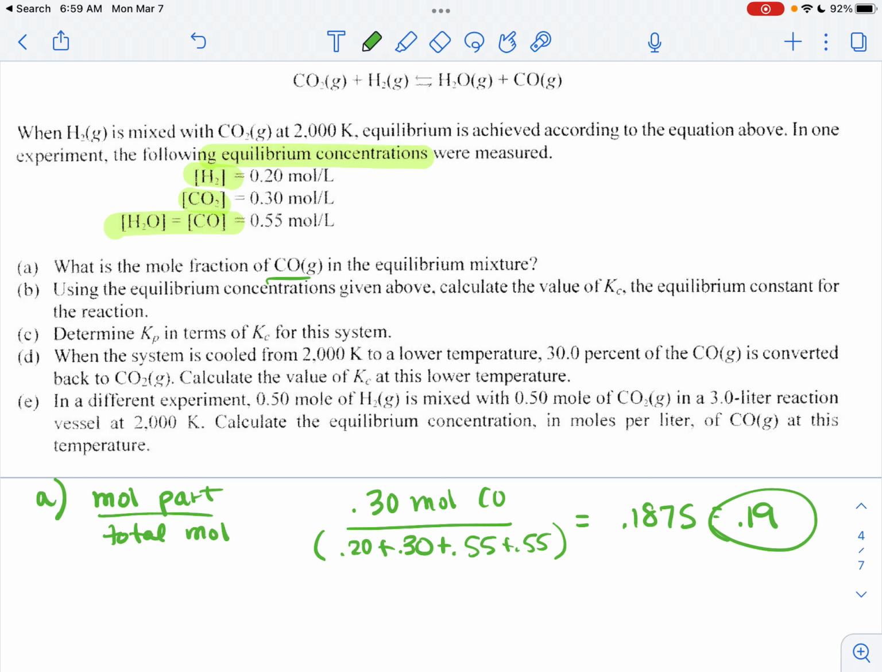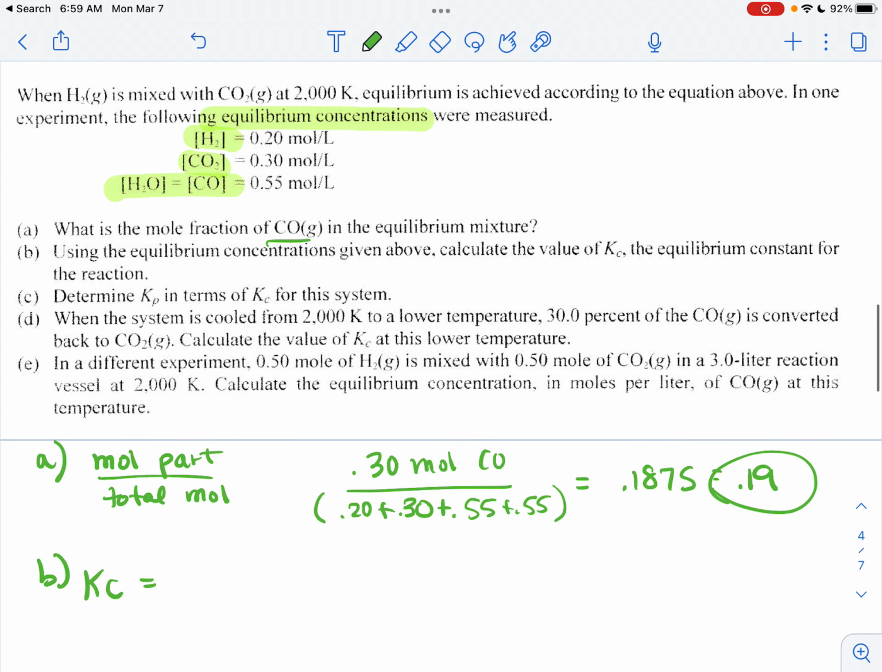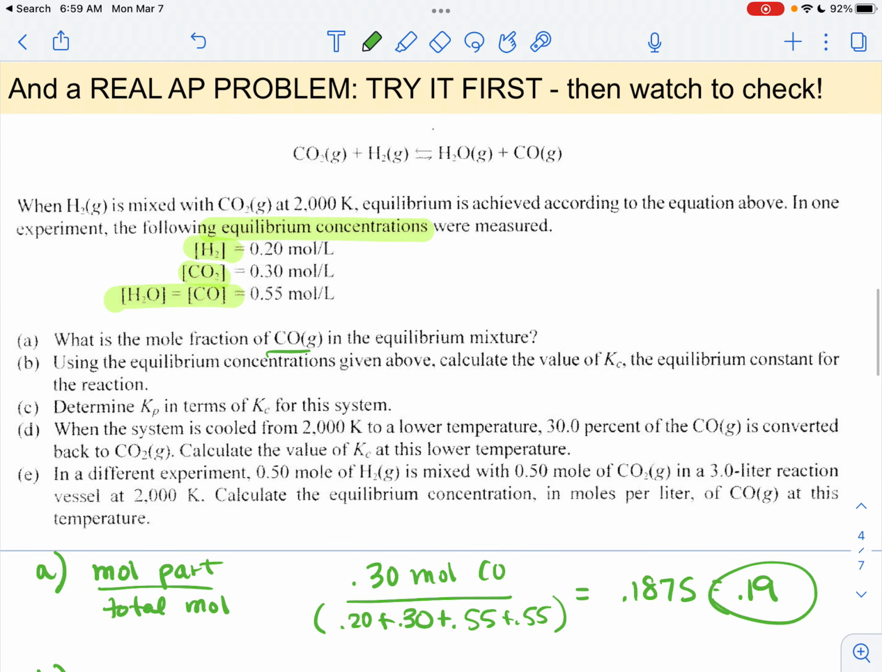So now part B actually begins the equilibrium piece. Using the equilibrium concentrations, calculate the value of Kc. So I need to write my equilibrium expression for this. So from the equation, I'm going to do products over reactants.